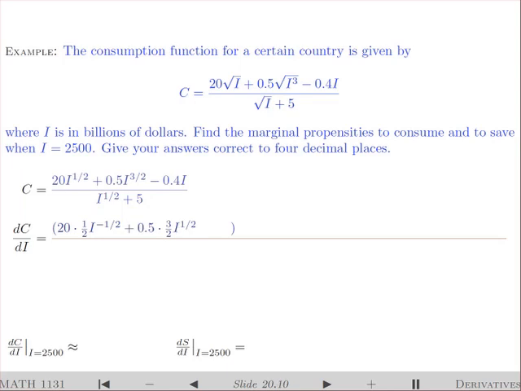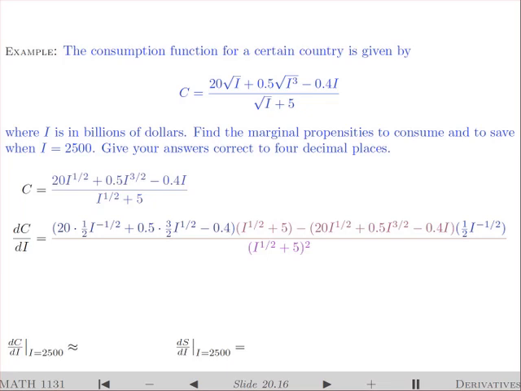And then the derivative of I to the 3/2 is 3/2 I to the 1/2. 3/2 minus 1 is 1/2. The derivative of 0.4 I is 0.4. The denominator is I to the 1/2 plus 5 minus the original numerator times the derivative of the denominator, which will be 1/2 I to the negative 1/2 plus 0. I just left out the plus 0, divided by the square of the original denominator.